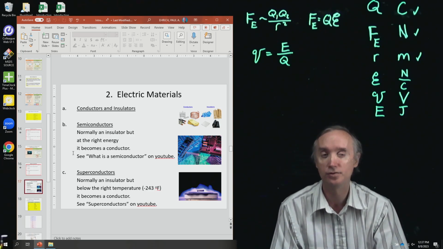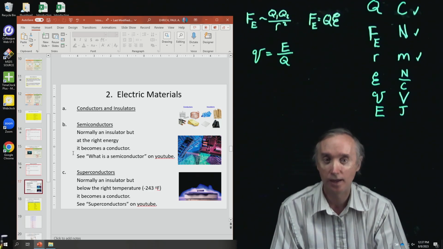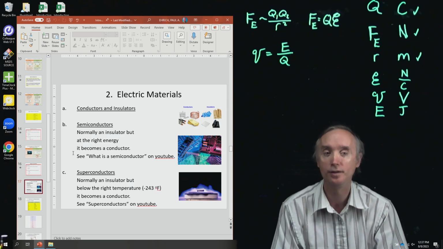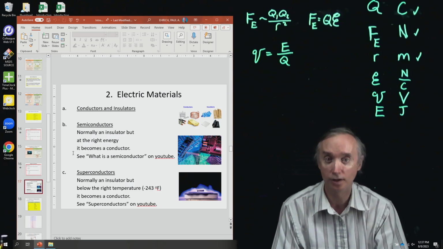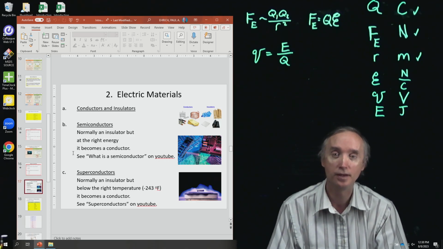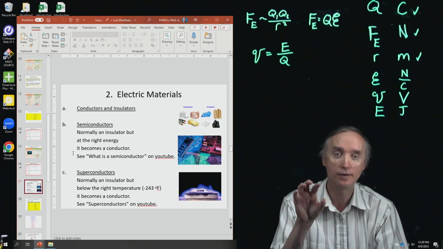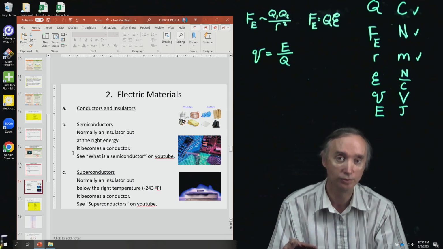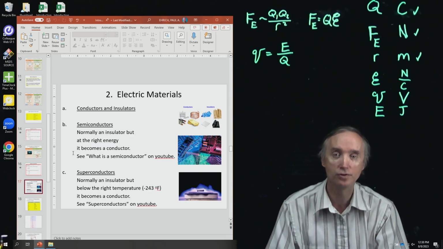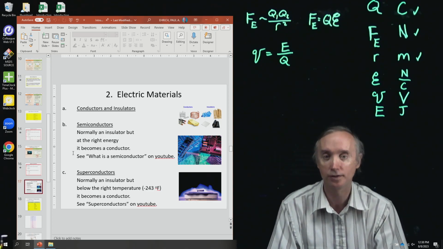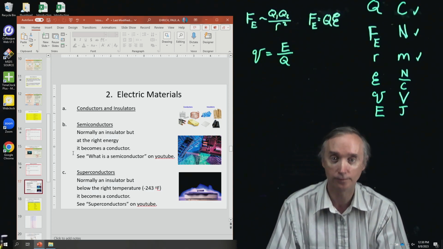And then you have the superconductor, and be able to tell me what a superconductor is, when does it work, and what would be an application of superconductors. And you'll notice that you have some videos on YouTube that are only about 5 minutes long, and they will introduce you to the concepts of the semiconductor and then the superconductor.